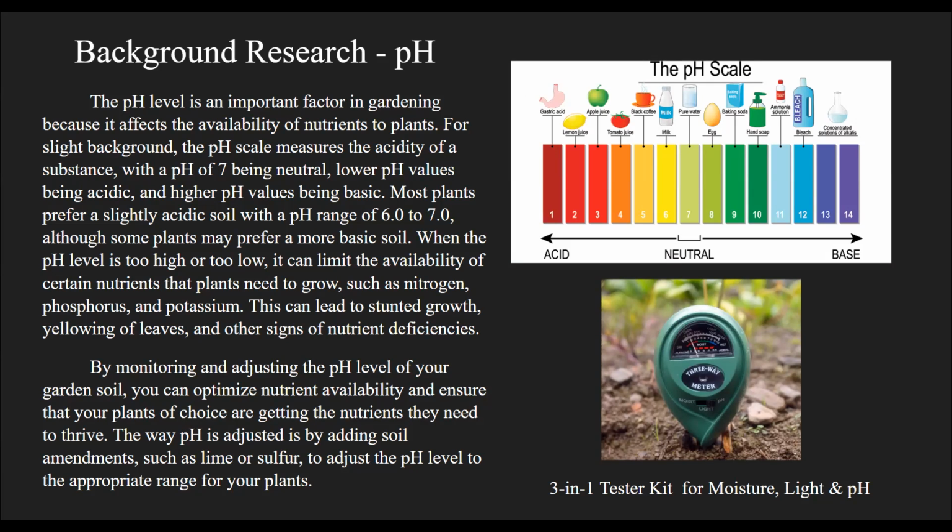By monitoring and adjusting the pH of your garden soil, you can optimize nutrient availability and ensure that your plants of choice are getting the nutrients they need to thrive. The way pH is adjusted is by adding soil amendments to adjust the pH level to the appropriate range of your plant.